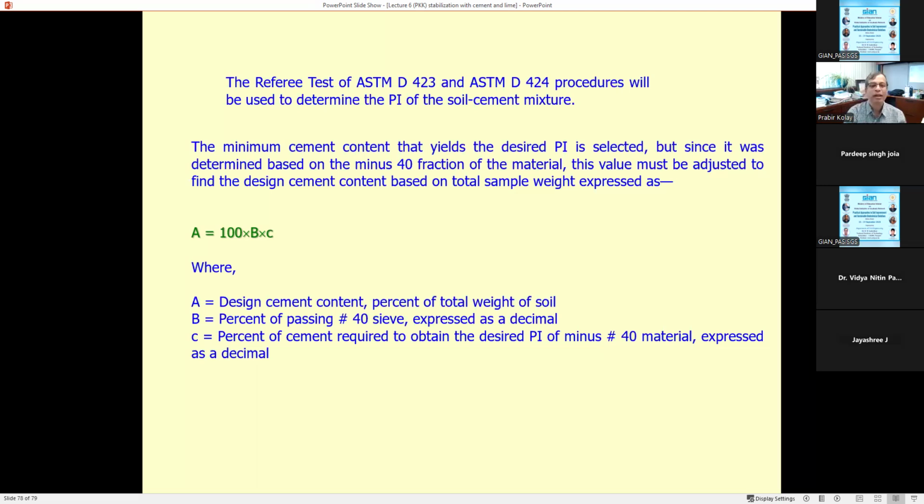Most of the time, people here in Illinois, depending on the type of clay, use 5 to 10% maximum. Because with more cement you get more strength, but then obviously the cost will go up. So that's the reason people don't use too much cement.